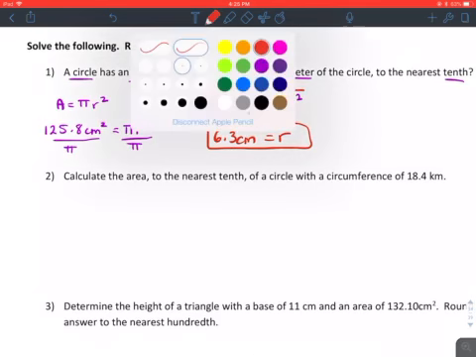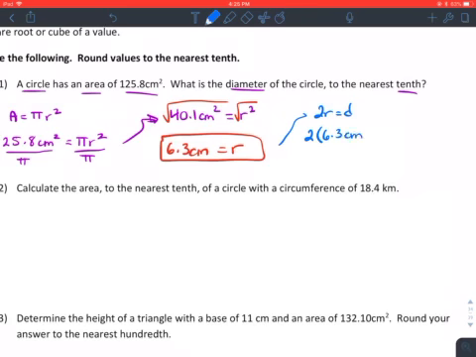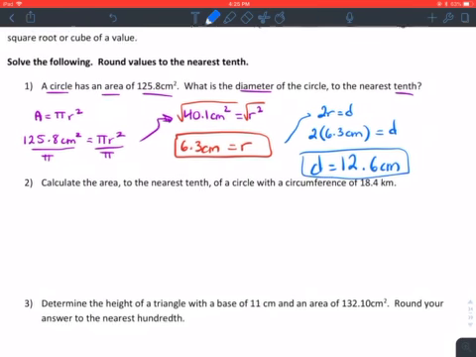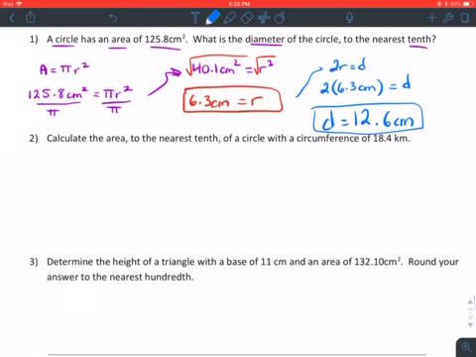Now the question asks me for the diameter. So once I have my radius, what we're going to do is double it. So 2r equals the diameter. So we're going to take 2, multiply by 6.3 centimeters, and that's going to be equal to our diameter, which gives us a final answer of 12.6 centimeters. Okay, so it's going to be a lot of algebra and making sure we do things in the right order. Let's look at the second one.